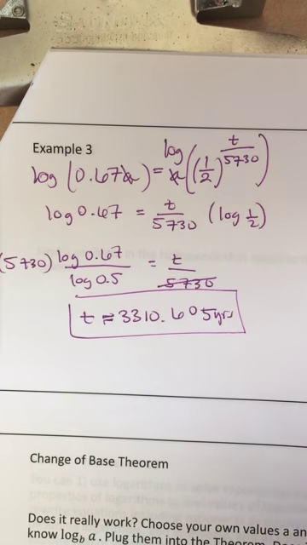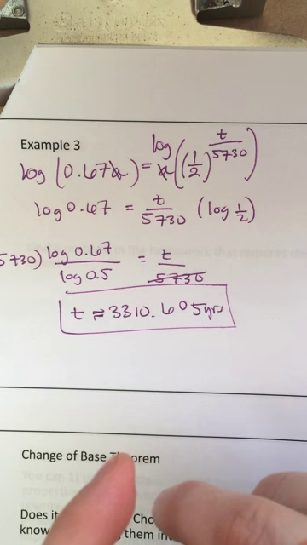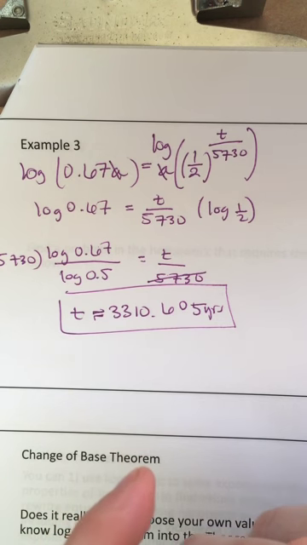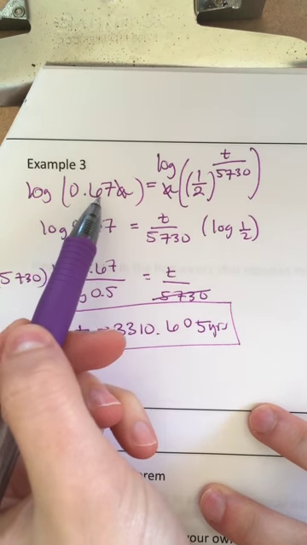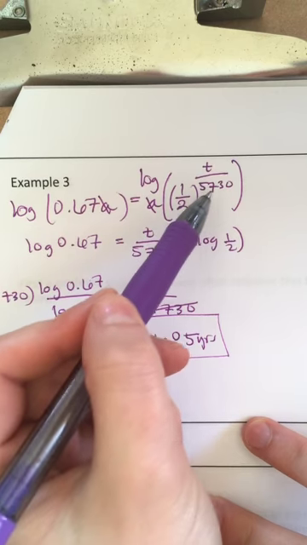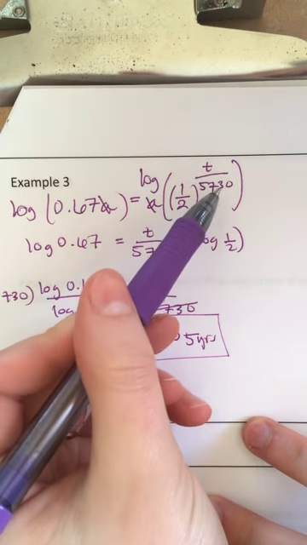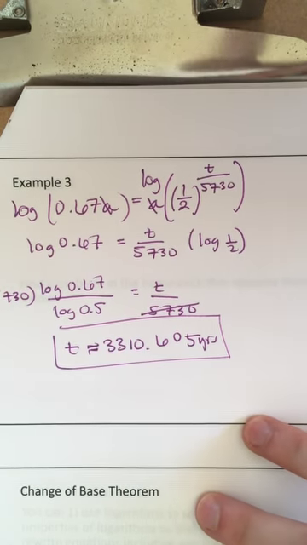Cool. All right. And they do want you to check: since more than half of the carbon-14 was left, the age should be less than the half-life. Because 67% is left, I would expect 50% to be left at exactly 5,730 years. This should be less than 5,730 years because I have more than half of the carbon.